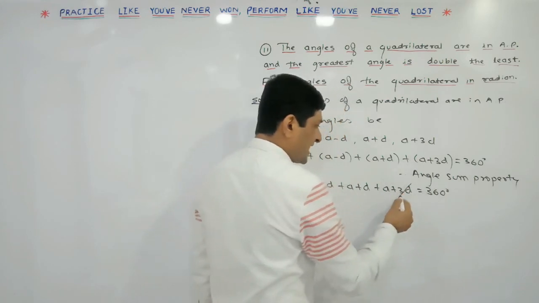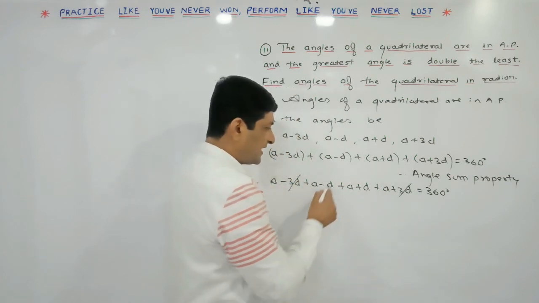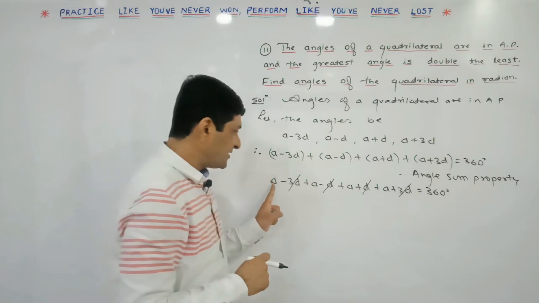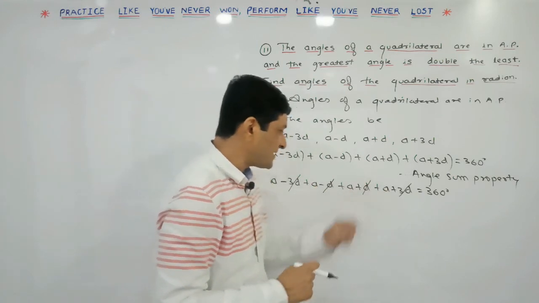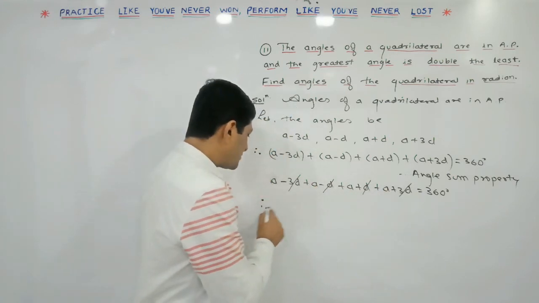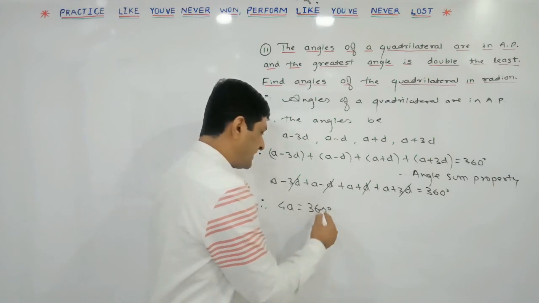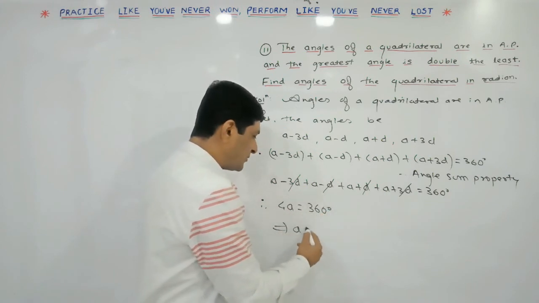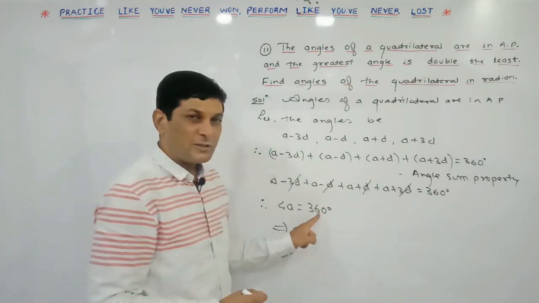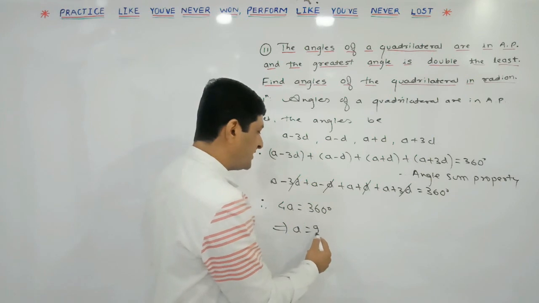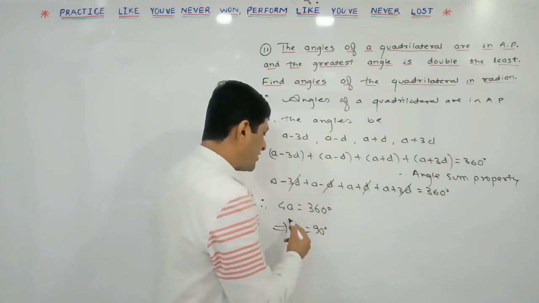Here we can observe that plus 3D and minus 3D will get cancelled, minus D and plus D will get cancelled. Observe the remaining terms: A plus A plus A plus A will be equal to 4A. So what result are we getting here? 4A is equal to 360 degrees, which implies that A is equal to 360 divided by 4, which is 90 degrees. In this way we have got the value of A.